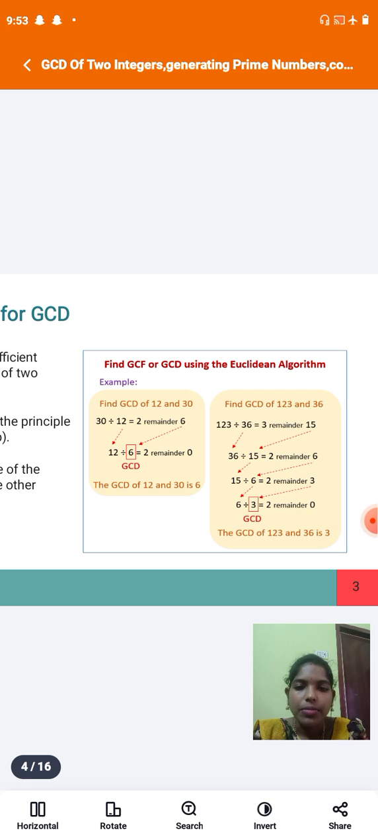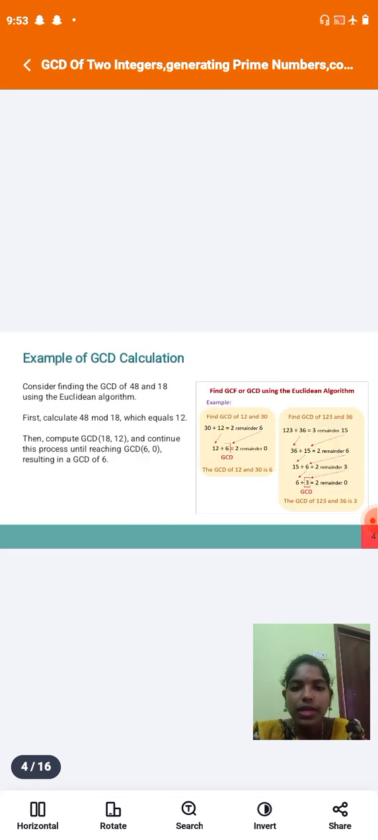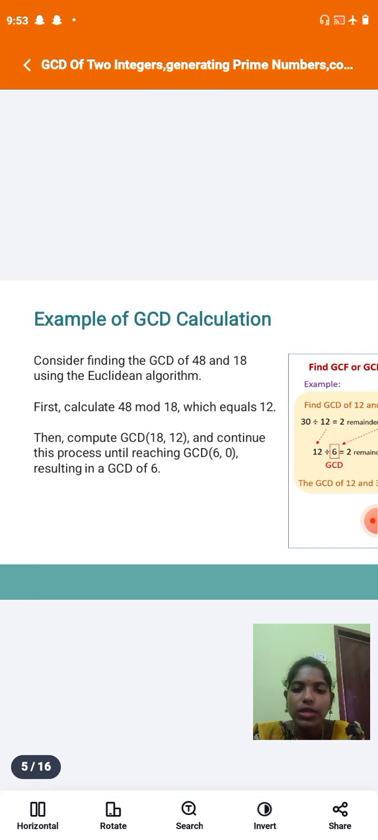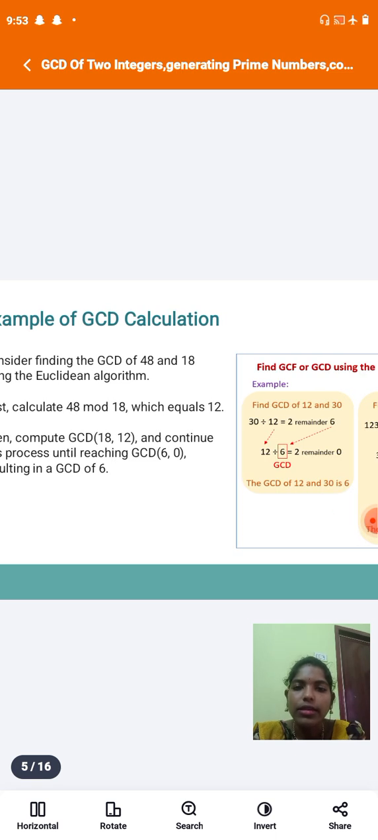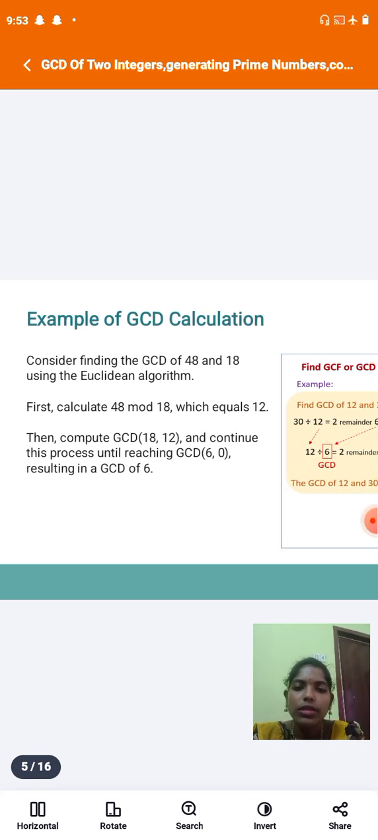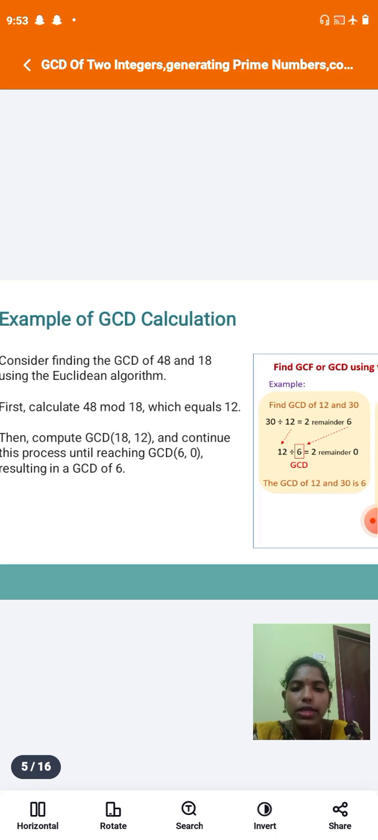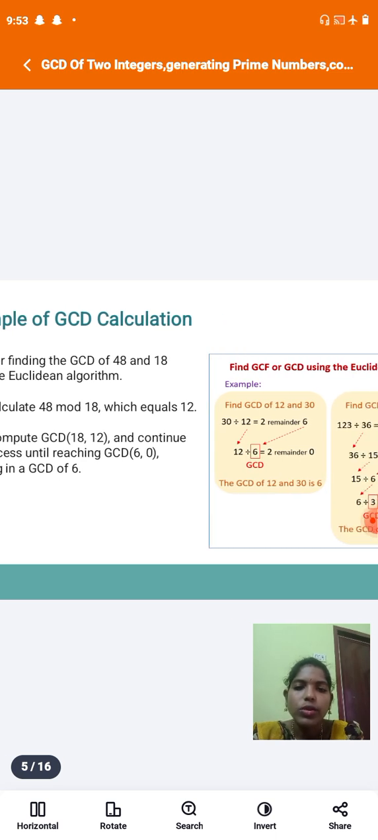Here are the examples. Find the GCD of 123 and 36. We find that 123 divided by 36 is 3, remainder 15. Like this we find the GCD. Next, example of GCD calculations. Consider finding the GCD of 48 and 18 using the Euclidean algorithm. First calculate 48 mod 18, which equals 12.